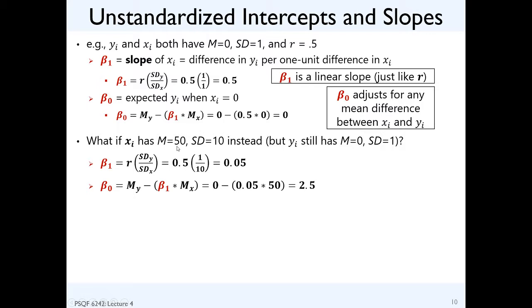Because the mean of x is higher than the mean of y, the intercept has to adjust too. So the intercept would be 2.5. That would be the expected y for my x of 0. For every unit higher x, y grows by 0.05. What would the slope be, do you think, if I told you the Pearson's correlation were negative 0.5 instead? Not a trick. Same number, backwards, minus 0.05. Slopes can be positive and slopes can be negative, just like Pearson's correlation can.